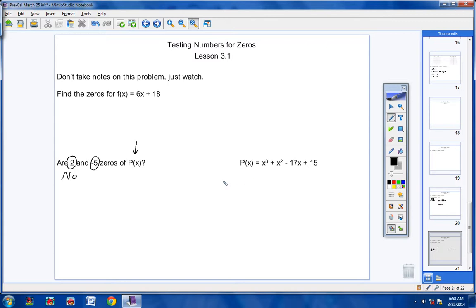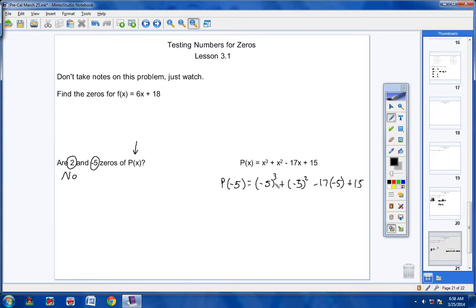Well, let's find out. We're going to put in P of negative 5 equals, alright, and I don't have my calculator with me. I wish I did. I should have. We'll try to do this in our heads and hopefully we'll get it right. Negative 5 to the third power plus negative 5 squared minus 17 times negative 5, plus 15. Alright, here we go.